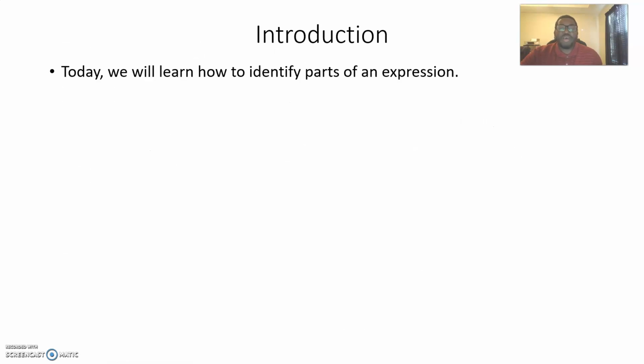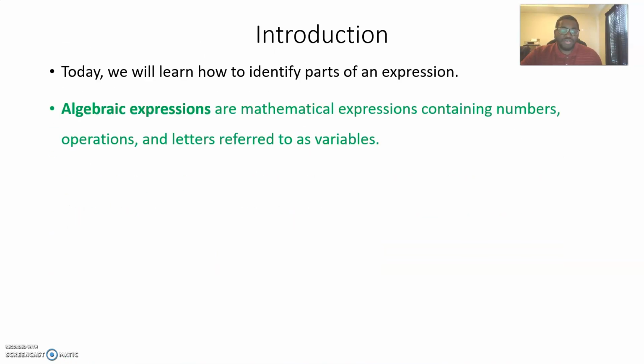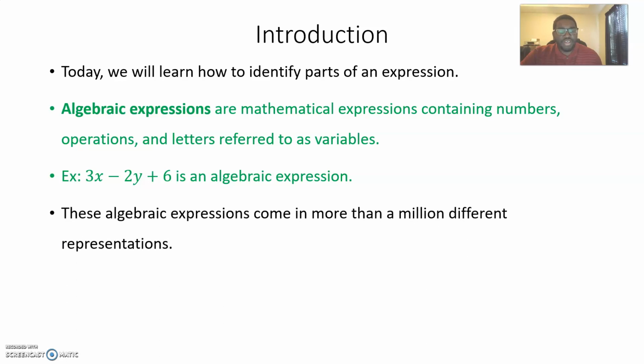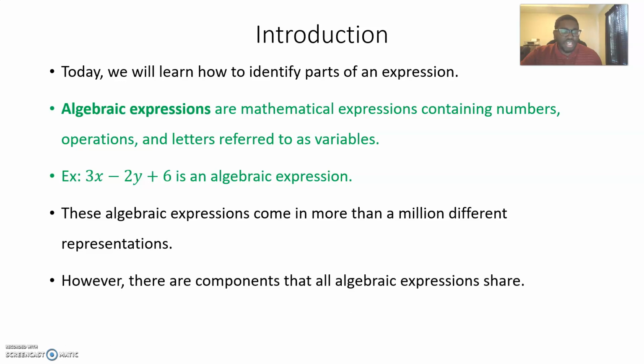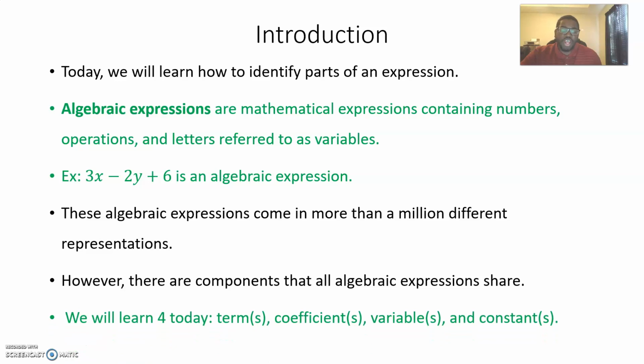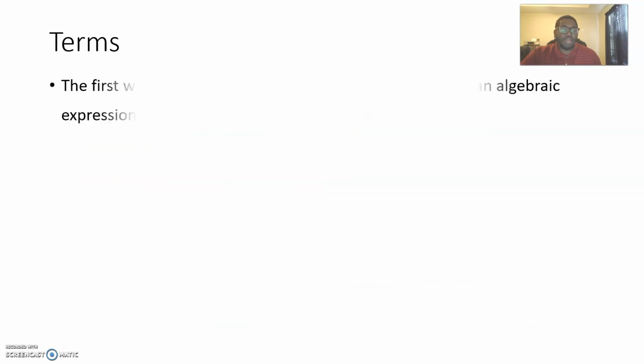So today we will learn how to identify parts of an expression. Algebraic expressions are expressions containing numbers, operations, and letters referred to as variables. 3x minus 2y plus 6 would be an example of an algebraic expression. Now, these expressions come in more than 1 million different representations. However, there are components that all algebraic expressions share. We will learn 4 today: terms, coefficients, variables, and constants.